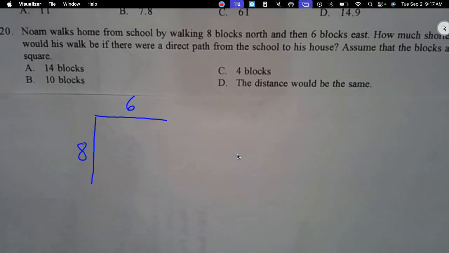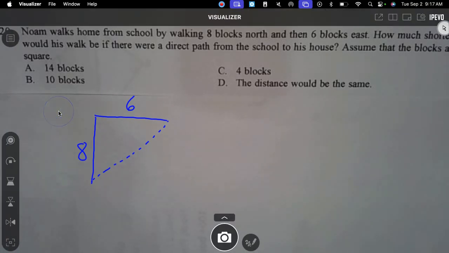How much shorter would it have been if there was a direct path to go from here to here? Because how much was this one? If he went 8 and then 6, what's that total blocks? 14. So I'm going to write that down. That one he walked 14. How much shorter would it have been if he walked this distance? How do you find the distance of something? You need some ordered pairs, right?